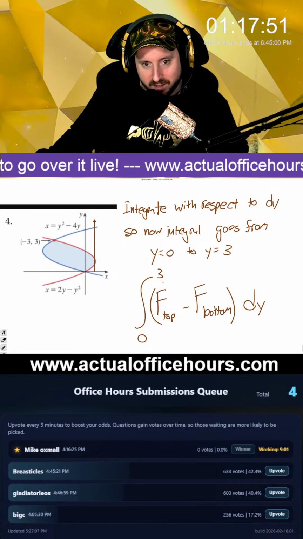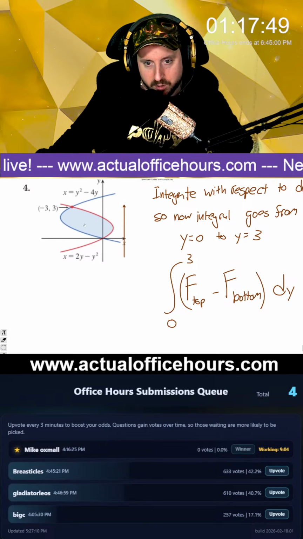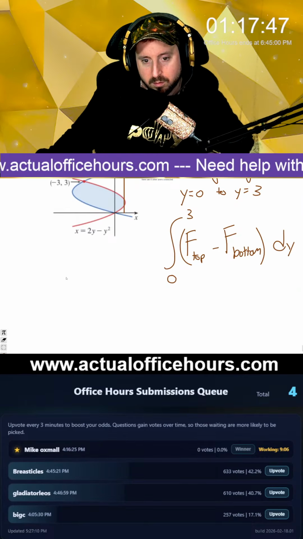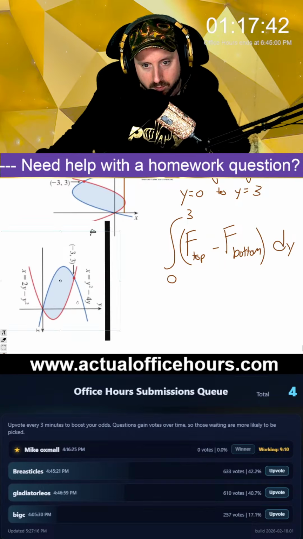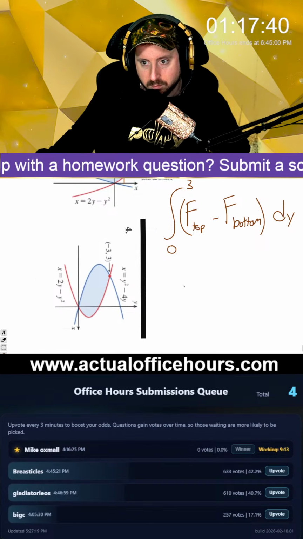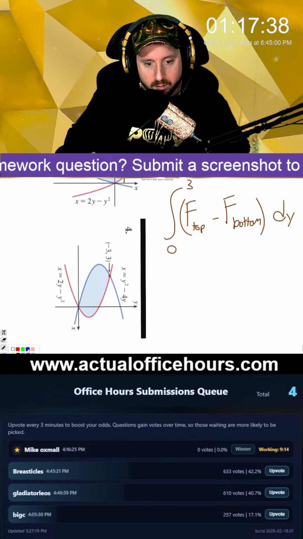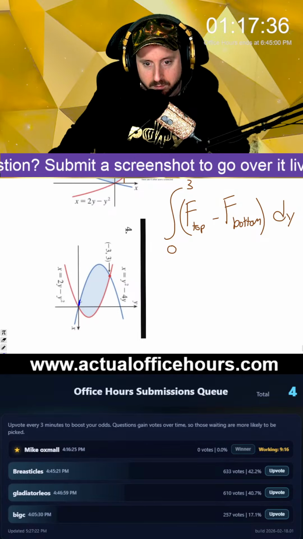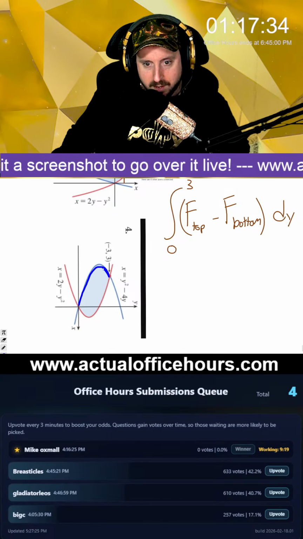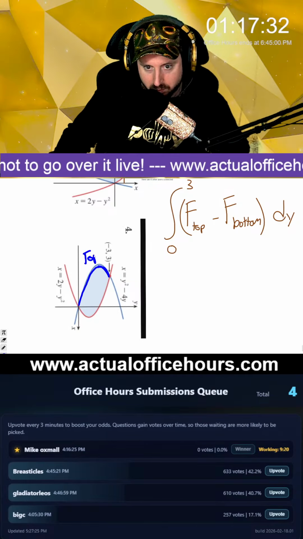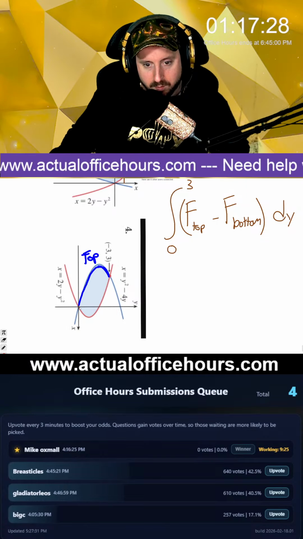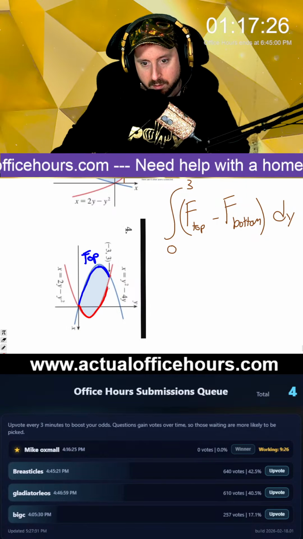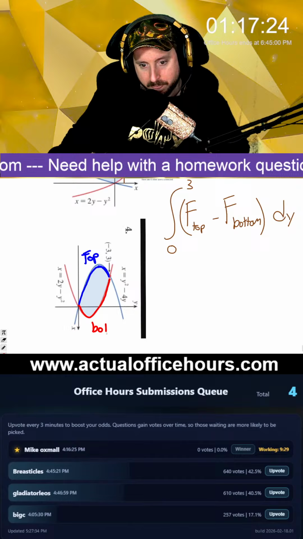This is where you got to kind of shift your head a little bit. So watch, we can rotate this. Let's rotate. Okay. So this right here is now the top function. And this right here is now the bottom.